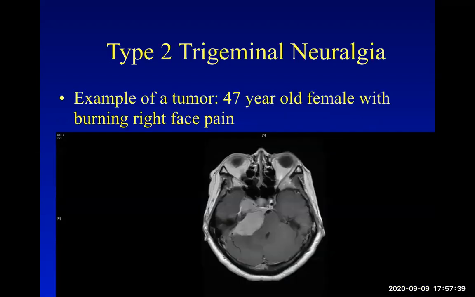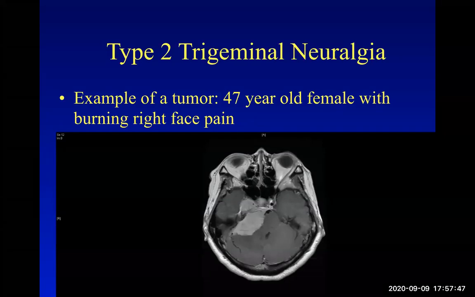And I talked about how, when we do the MRI scans, we're looking for a blood vessel touching the nerve, but we're also looking to see if there's any other findings. So this is a patient that had a large tumor that was surrounding the trigeminal nerve, and they had type 2 trigeminal neuralgia, burning type of face pain. So in this situation, it's not as straightforward. It's not just how we're going to manage the trigeminal neuralgia, it's how we're going to manage this patient's tumor.